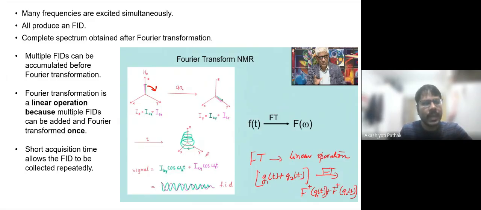Multiple FIDs can be accumulated before Fourier transformation. One more thing that was discussed is that Fourier transformation is a linear operation, because multiple FIDs can be added and then Fourier transformed. So you can basically add up all these signals: the Fourier transform of g(t) is the Fourier transform of g1(t) plus g2(t). When you do a Fourier transform, you can deconvolute it into different frequency signals. So this is your free induction decay. When you do a Fourier transformation, you can observe the separate resonance frequencies of the different nuclei.